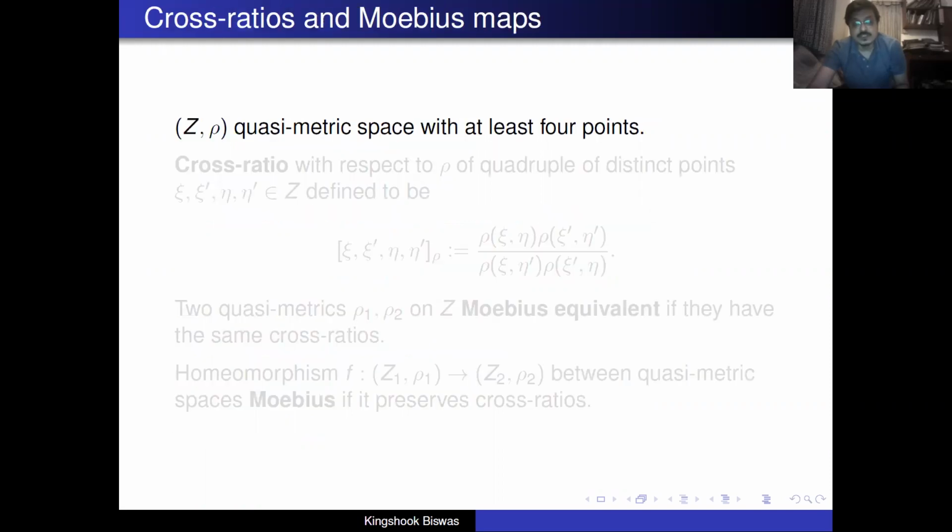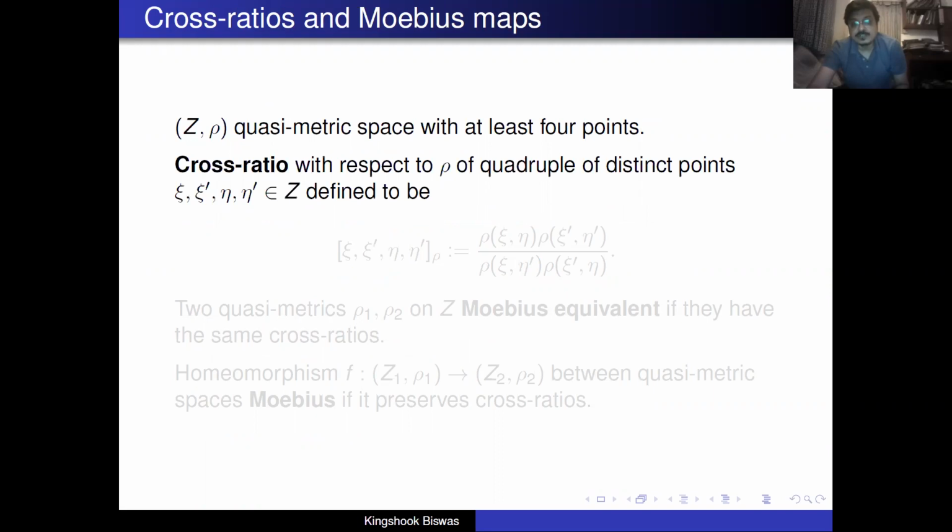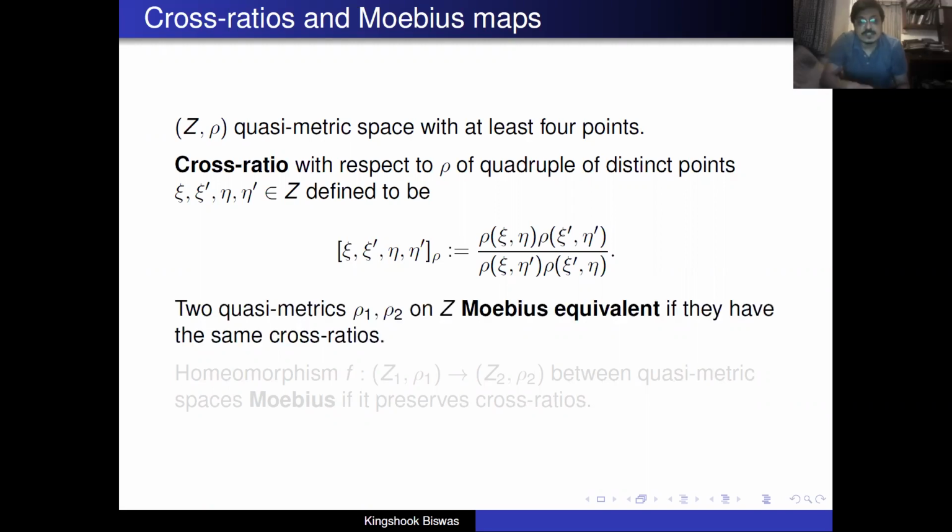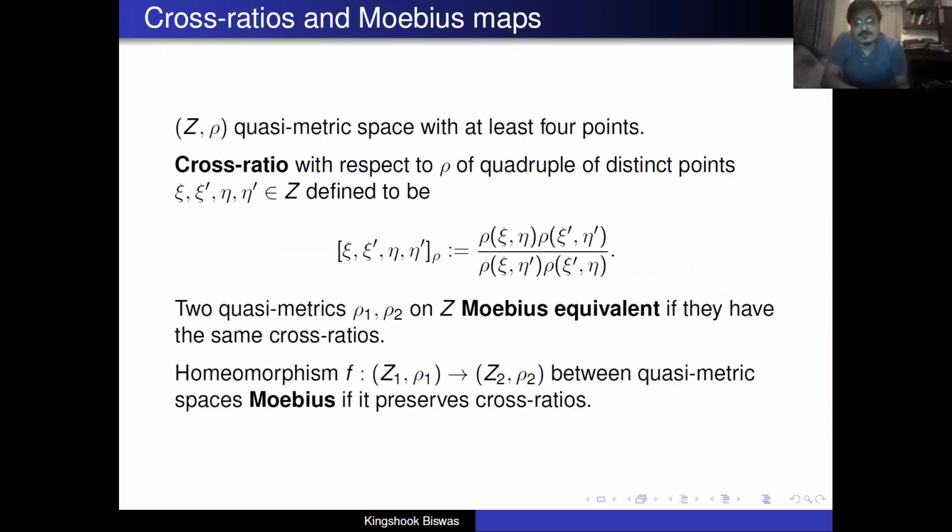Now, given a quasi-metric space (Z, rho) with at least 4 points, we can define the cross ratio with respect to rho of a quadruple of distinct points by the usual formula mimicking the Euclidean cross ratio in R^n. It's a product of rho distances divided by a product of rho distances. So it's a positive function on the set of quadruples of distinct points. We say that two quasi-metrics rho 1, rho 2 on Z are Moebius equivalent if they have the same cross ratios. And we say that a homeomorphism F between quasi-metric spaces is Moebius if it preserves cross ratios.